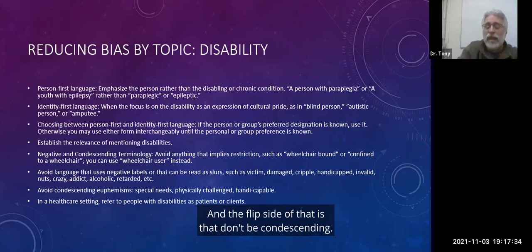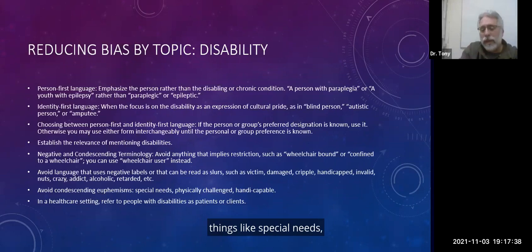The flip side of that is that you shouldn't be condescending. You want to avoid any condescending euphemisms, things like special needs, physically challenged, handy capable. There was a time when, again, handy capable was fairly well accepted. I don't see it used a lot anymore because it does seem condescending.